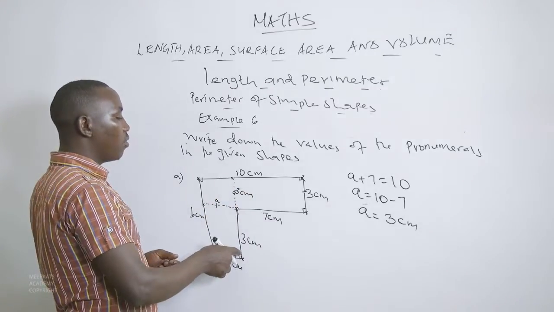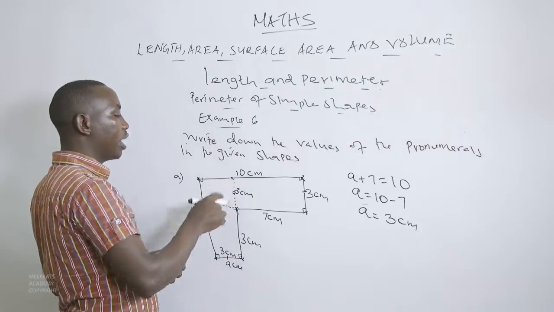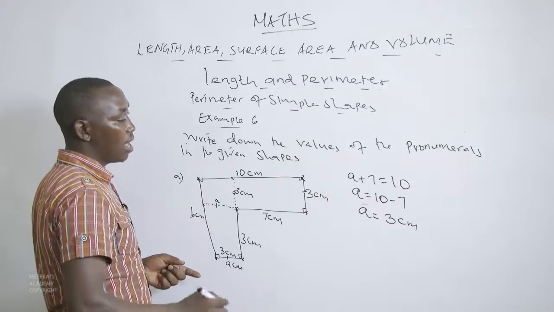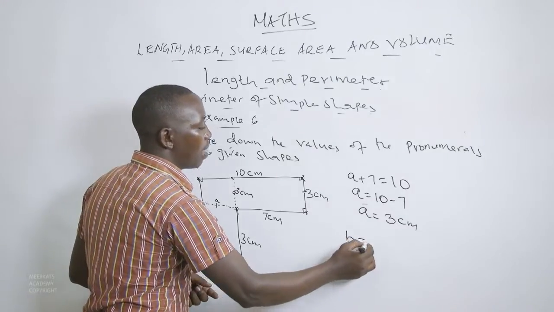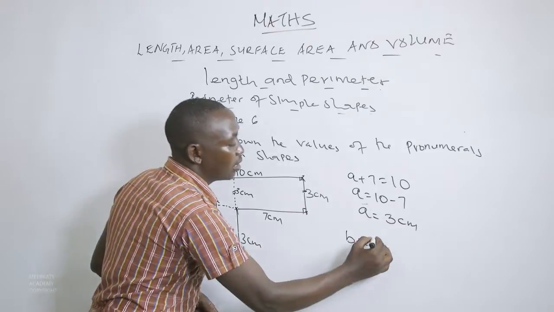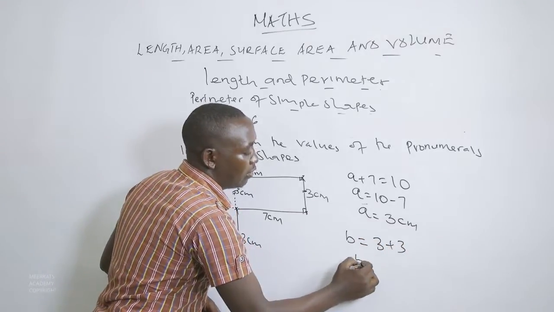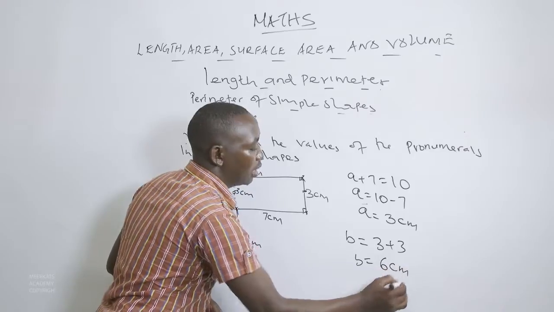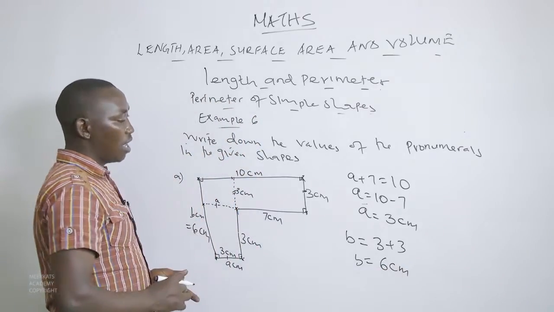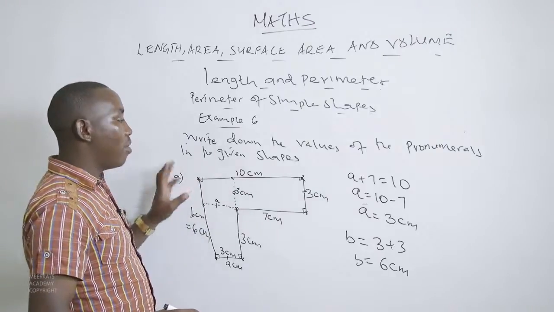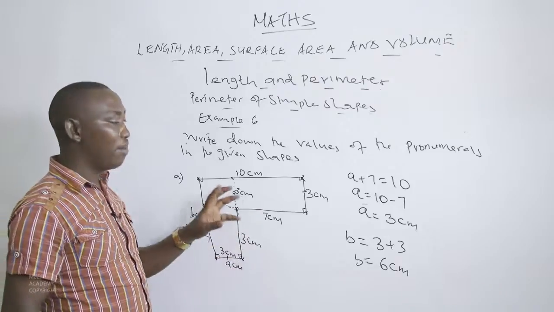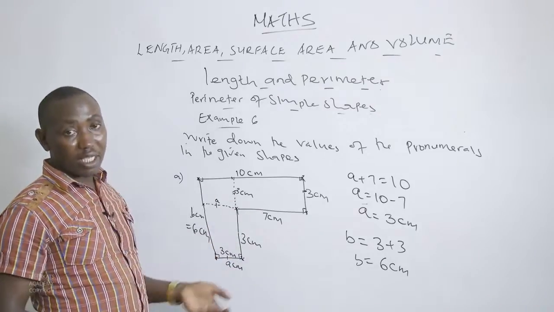And that tells you that the wall from this particular point to here is equivalent to the point from here up to there. And that will tell us that B, or the measurement of B, shall be 3 plus 3, which will give us that B is 6 centimeters. And from there we'll have found all the pronumerals that were required in this particular figure. So that is the first question.